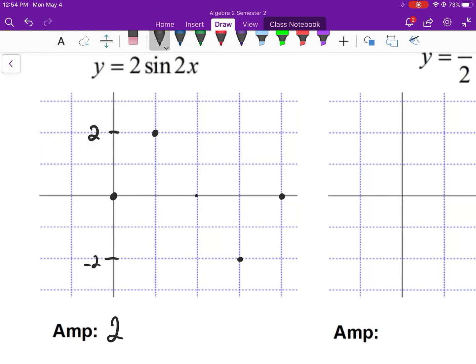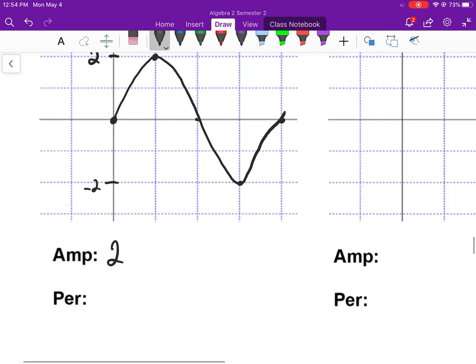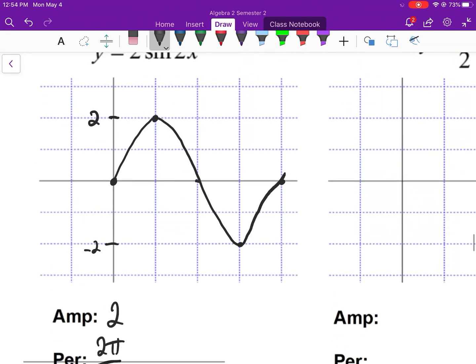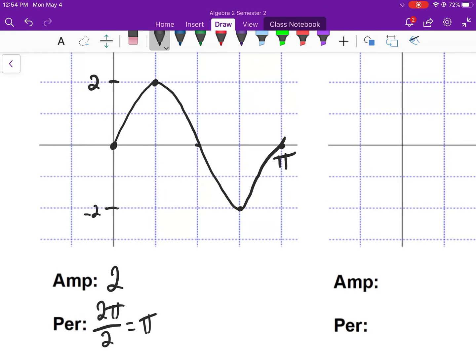Let's start over on that. Okay, there's one cycle. We got our amplitude, we're good there. We just need to figure out our period. We got a b value of 2, so 2 pi over 2, or pi. So our period, the length it takes to do one cycle, is pi. And again, take that period, divide it by 4, simplify if possible. Again, right here, we're good.